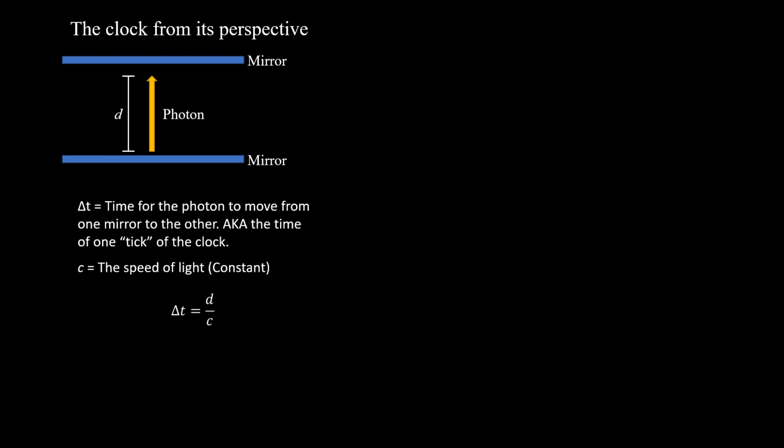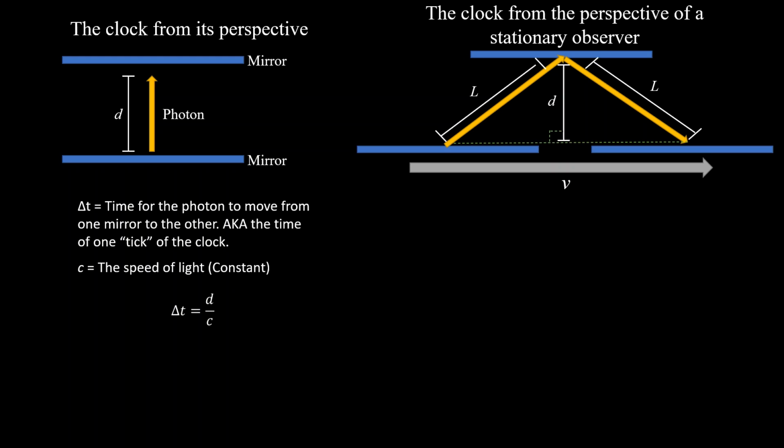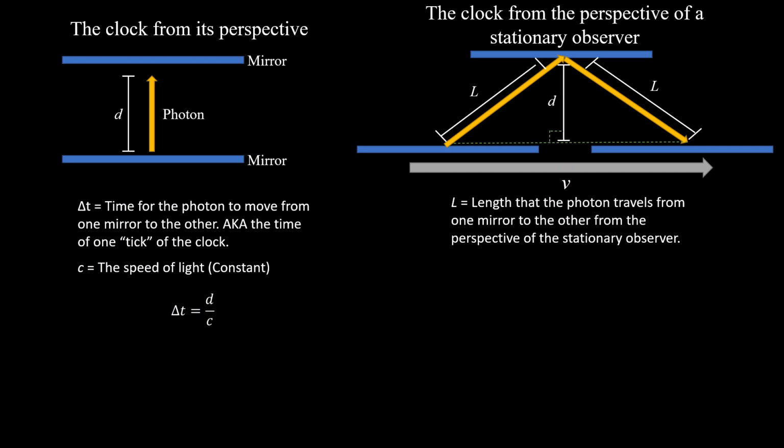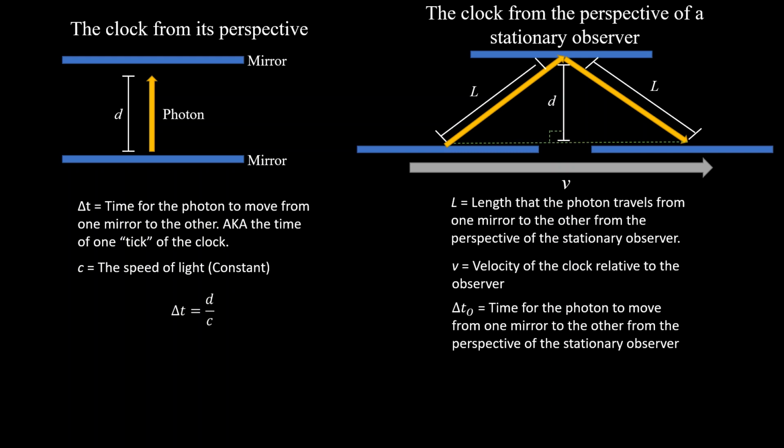In our experiment, let's then assume that the entire clock is moving relative to the observer at velocity v. The distance between the two mirrors at any time is still d, but now the photon appears to move diagonally since the clock is moving relative to the observer. The length of the diagonal path that the light takes will be called L. The speed at which the whole clock is moving will be called v. Since the mirrors are moving relative to the observer, we need a new variable for the time observed by the non-moving observer, which will be called delta t(O), or delta t observer.